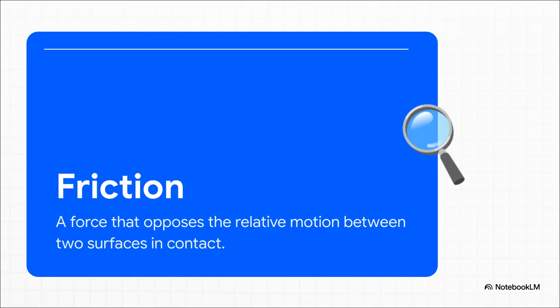So what is friction, really? Well, the textbook definition says it's a force that opposes the relative motion between two surfaces that are touching. Now, the key words there are contact. The surfaces have to be physically touching. And opposes, it always pushes back against whatever way you're trying to move.